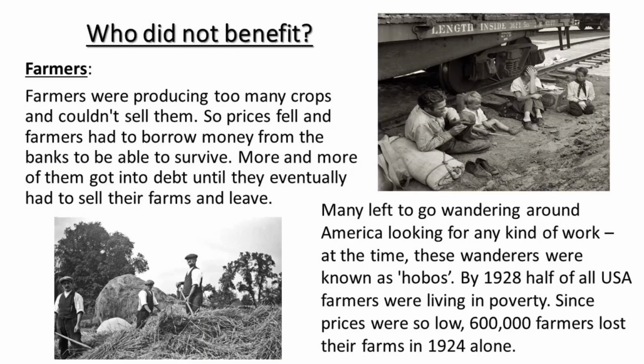As processed foods also became popular, farmers were also struggling. As prices fell due to overproduction, more and more farmers got into debt until eventually they had to sell their farms and leave. By 1928, half of all USA farmers were living in poverty. They were forced to wander around America looking for any work that they could take.